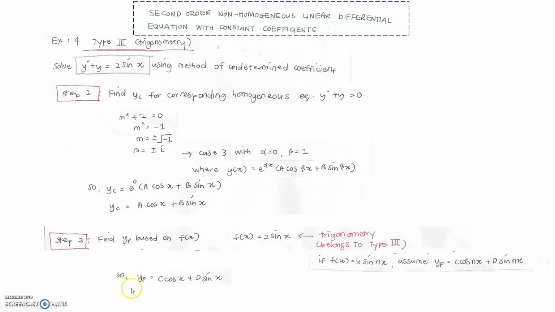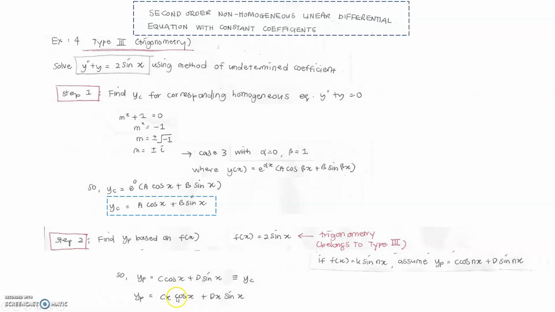Okay, now you need to compare your yp to the yc. Let's have a look. So c cos x has the same pattern as a cos x. d sin x has the same pattern as b sin x. So your yp we consider as the same as yc because it has the same pattern as yc. So what you need to do, you need to multiply your yp with x. So your new yp is cx cos x plus dx sin x.